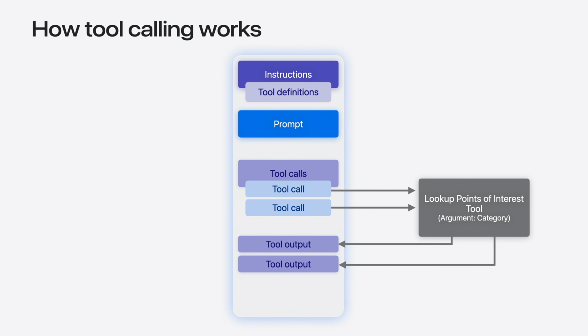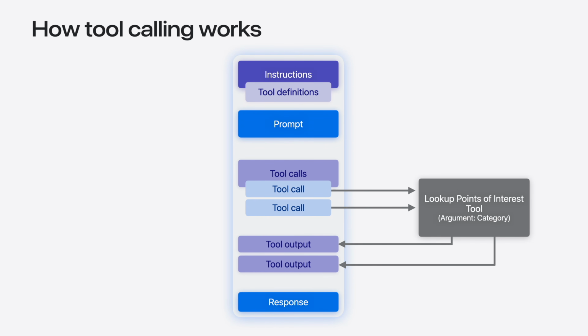calls. In this example, the model produces 2 tool calls, querying restaurants and hotels. At this phase, the Foundation Models framework will automatically call the code you wrote for these tools. The framework then automatically inserts the tool outputs back into the session transcript. Finally, the model will incorporate the tool output and everything else in the transcript into the final response.